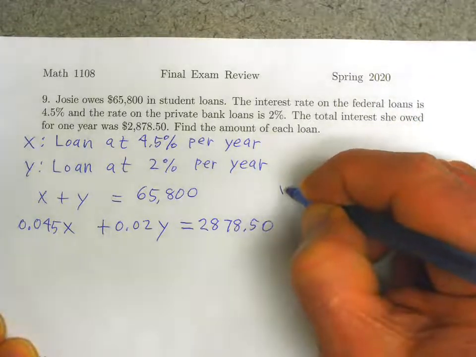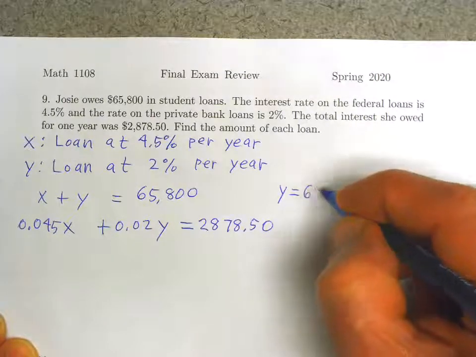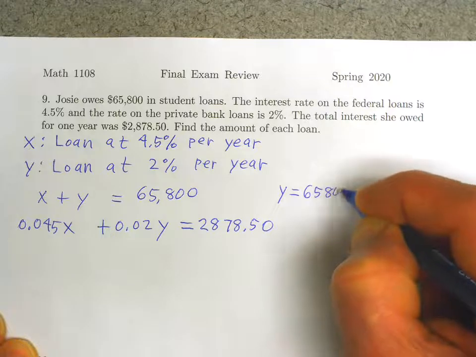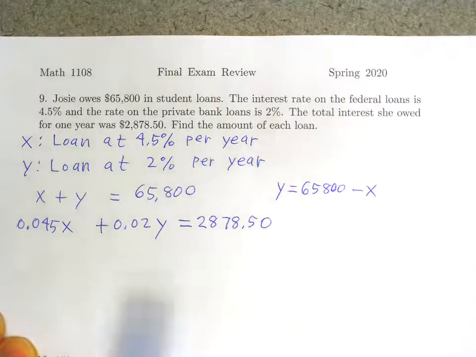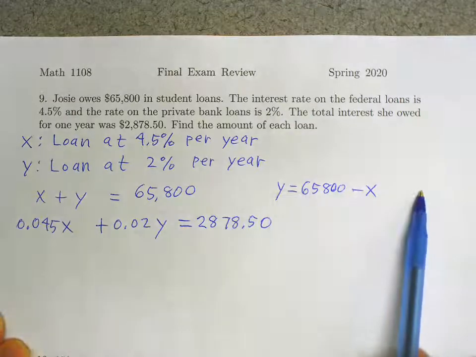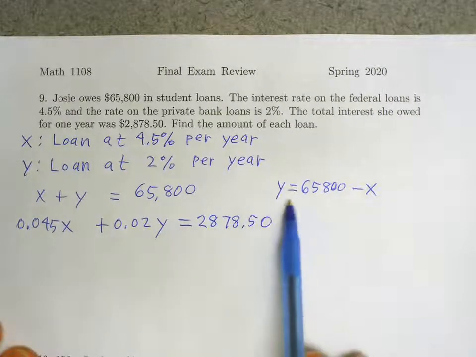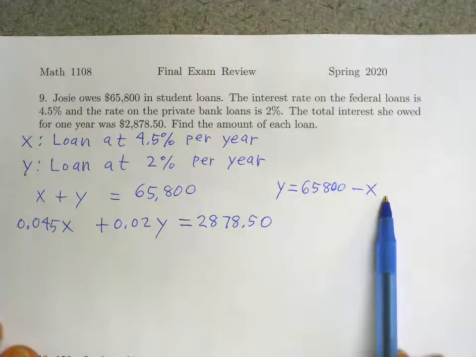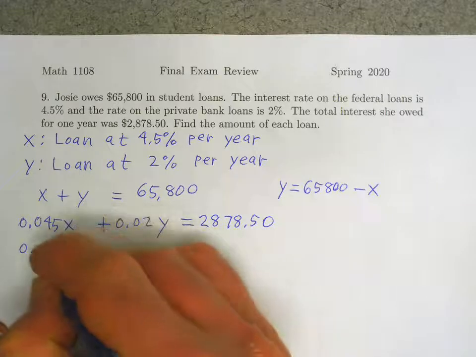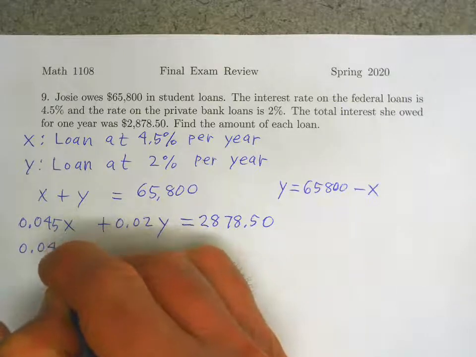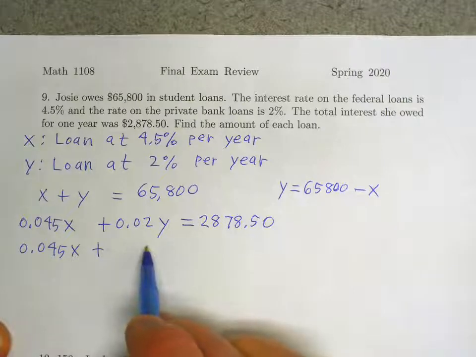So if you want to use substitution, we can solve the top equation for y equals 65,800 minus x. I just subtracted x from both sides. And then in the other equation, replace y with 65,800 minus x. Then we'll have an equation whose only variable is x. And then we'll be able to solve that for x.